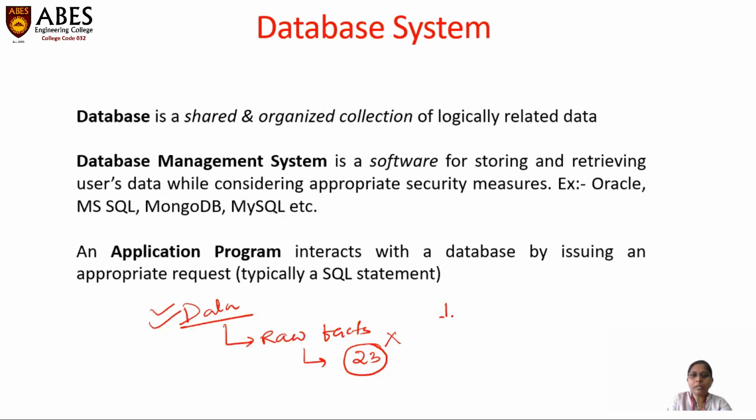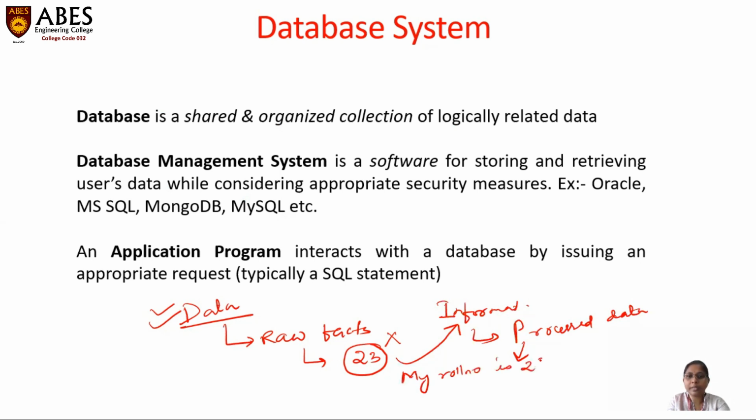What is information? Information is processed data. For example, suppose I'm saying, my roll number is 23. That means I'm adding some meaning to this data, which is nothing but information. Suppose I'm writing here, my roll number is 23. So here I'm adding some meaning to this data, which is nothing but information.